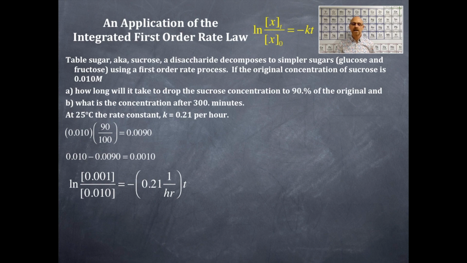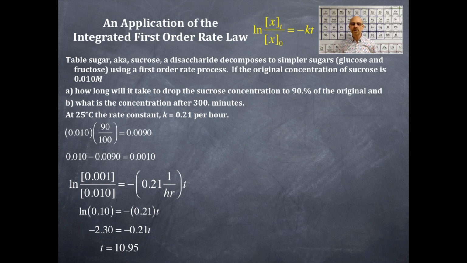Now I'm going to solve for the time. So slowly solving this for what you want. What I've done is the little division there, 0.001 divided by 0.010, and I get 0.1. That's that first step. Now I'm going to take the natural log of 0.1, and I get negative 2.30. That's going to be equal to negative 0.21 times t. And I'm going to solve for t, so I'm going to divide both sides by negative 0.21. And then I get t is equal to 10.95.